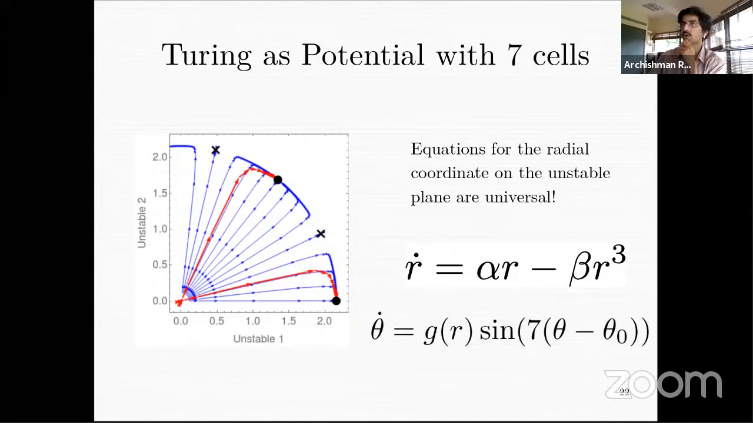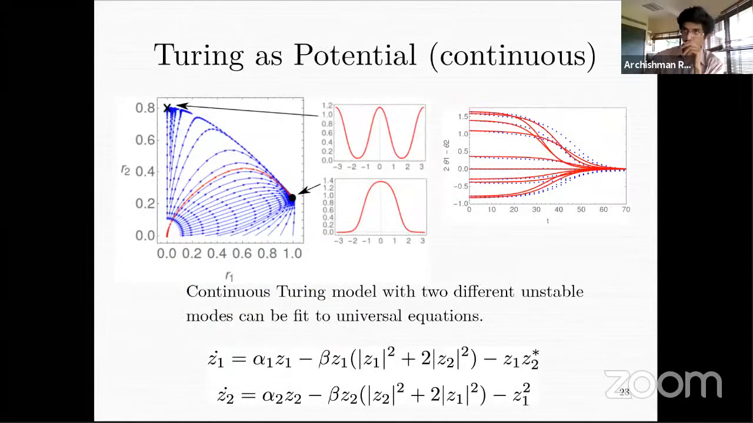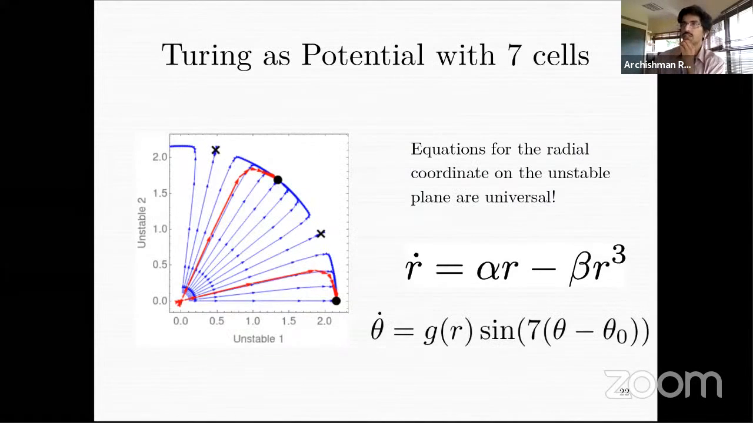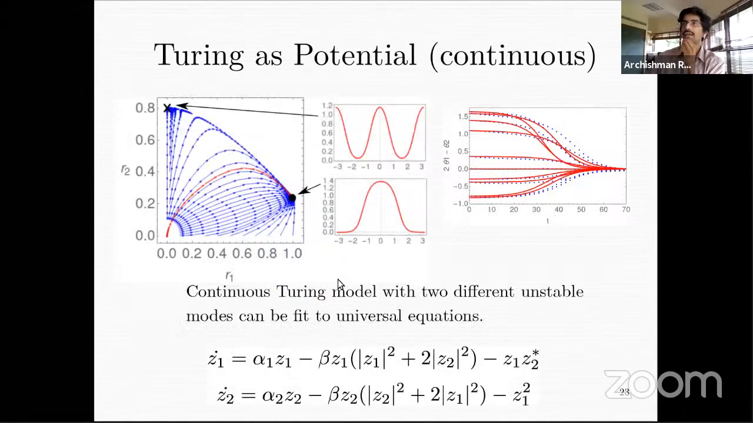In the continuous model, again, the crucial insight in Turing systems is that the unstable manifold in all of them is quite low dimensional. And in the continuous system, the angular behavior kind of becomes trivial. You just get an infinite set of fixed points on the boundary, and so you can take, for example, two radial directions. You can change parameters.